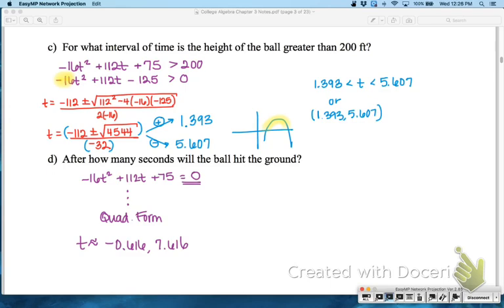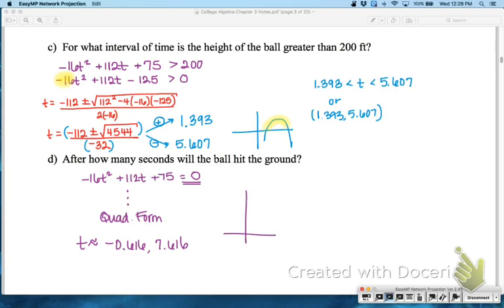No, the negative one does not make sense. So why are we getting a negative answer? If I throw the ball and it goes up and it comes down, why is my first time not 0? It didn't start on the ground. That's exactly right. Remember, our initial height was 75 feet.